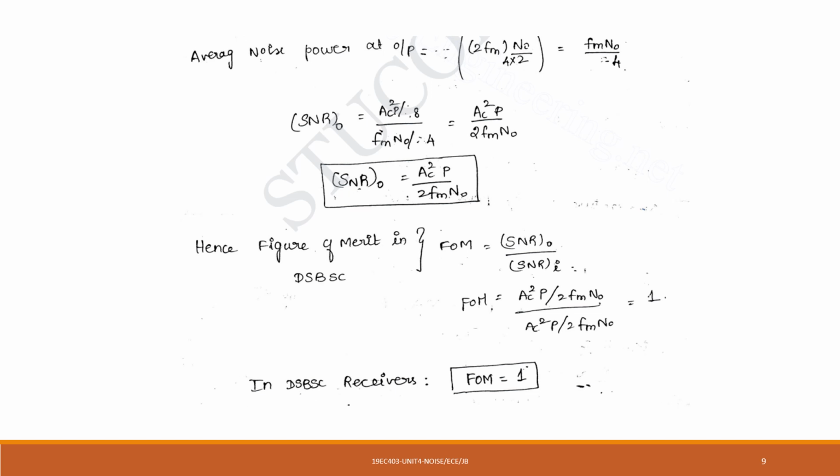And with the help of the signal to noise ratio, which is measured at both the input section as well as at the output section, we calculate the figure of merit and we get it to be unity here. So in case of DSB-SC receivers, the figure of merit stands as 1.